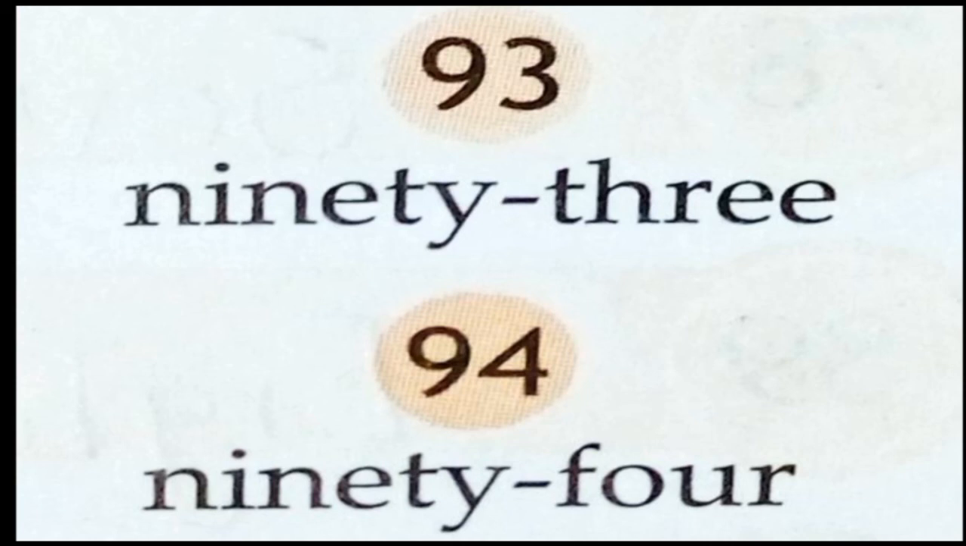Now, next is 93. And the number name is ninety-three. Once again, ninety-three. In 93, 3 is our ones and 9 is our tens. Very good.